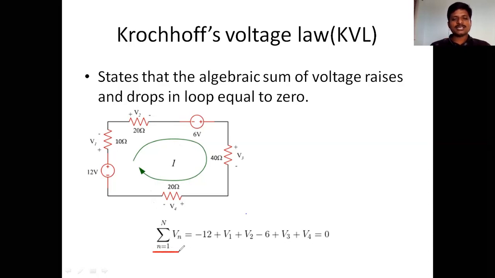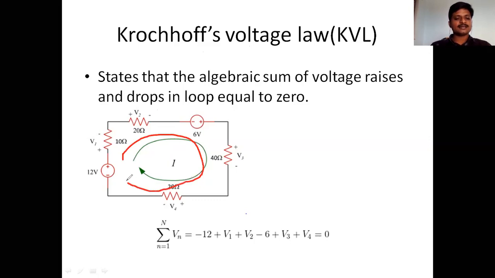the summation of voltages as sigma n is equal to 1 to n, Vn is equal to, first we will be writing 12. But you have to understand one thing: if you want to write the KVL equation, first you need to decide whether the current is flowing in clockwise direction or anti-clockwise direction. Normally we will take clockwise direction of current. Okay. So here, as you can see, this current is entering like this.